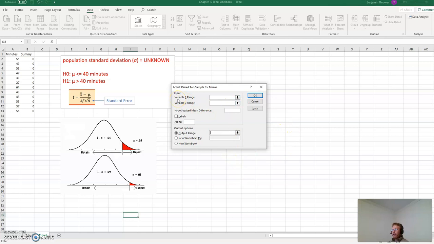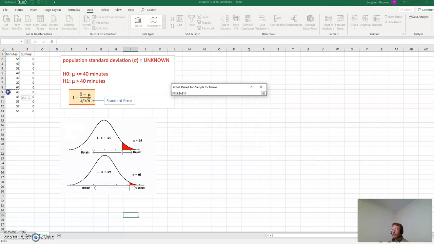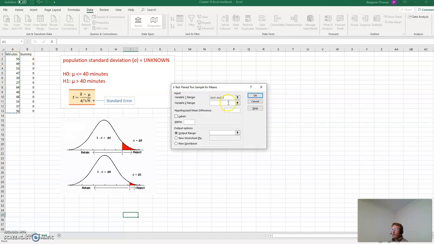Now we want to input the first variable range, which is the minutes, don't we? Okay. So let's go ahead and do that. And those are the minutes we found from our sample. Now, variable two range, I have this dummy column here, don't I? Why do I do that? Because Excel's going to make me enter something, because this is a paired two sample test for means. Excel does not have a, excuse me, one sample test for means. All right, so we're going to have to come up with some, because Excel's not going to let us leave this empty. All right, so we're going to come up with this dummy variable.